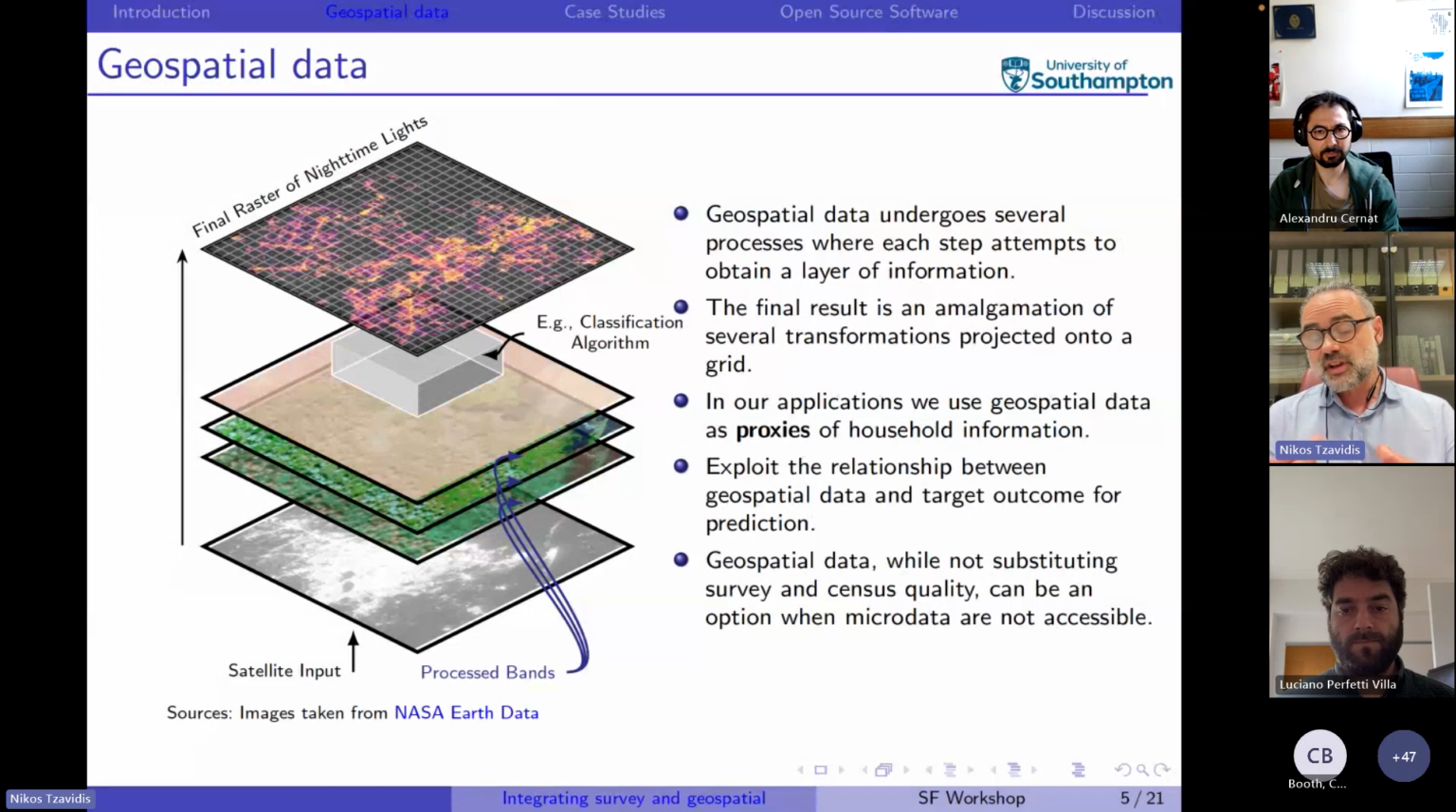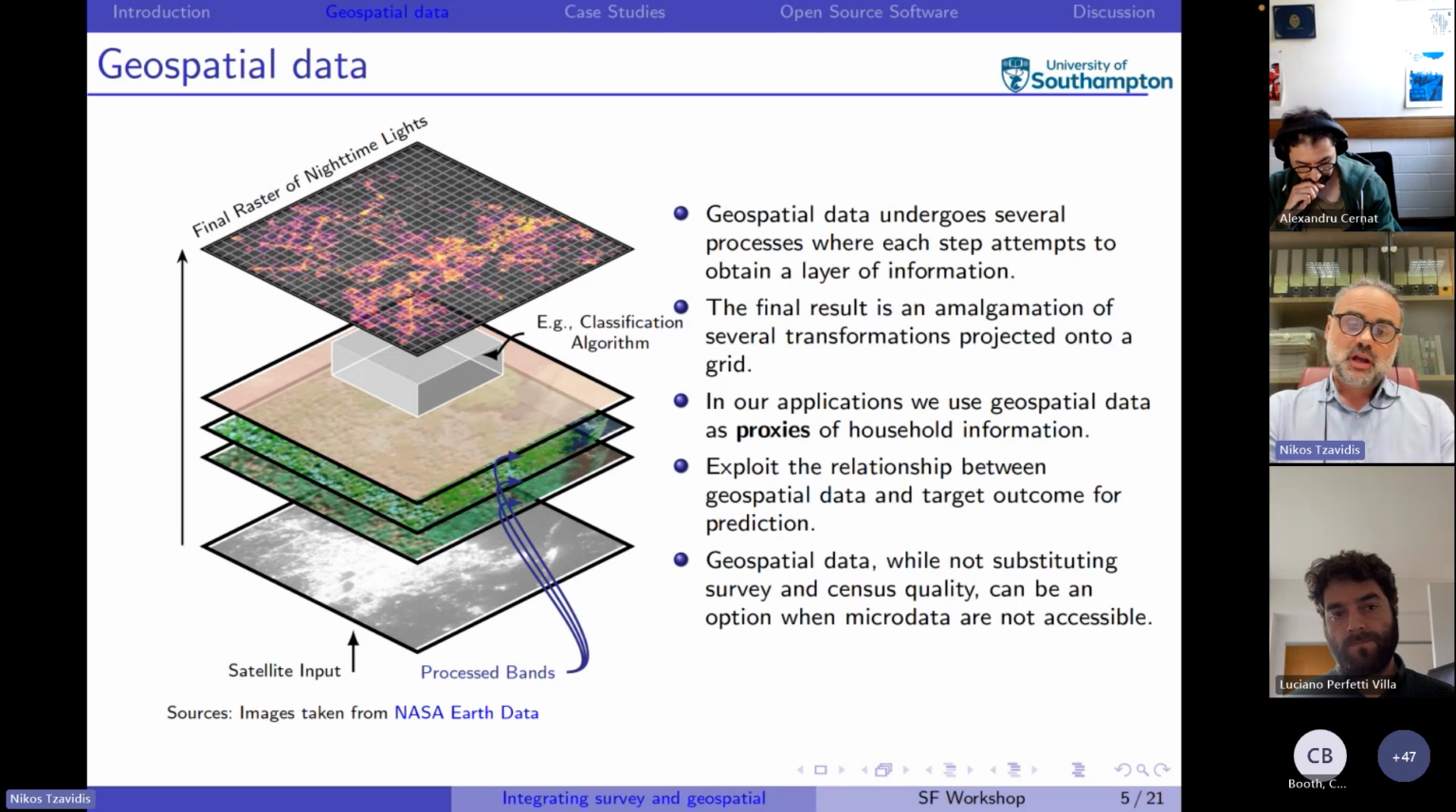And what we're trying to do with survey estimation here is to exploit the potential relationship between the geospatial information and the target outcome. Okay, so if we're able to identify a signal in that relationship, then we will try to utilize that signal in order to predict or estimate what we want to predict. In that respect, geospatial data will not be a substitute for good quality survey and census data, but they can offer an alternative to household data or other types of data if we don't have them, or for some reason we're not able to collect data sets.